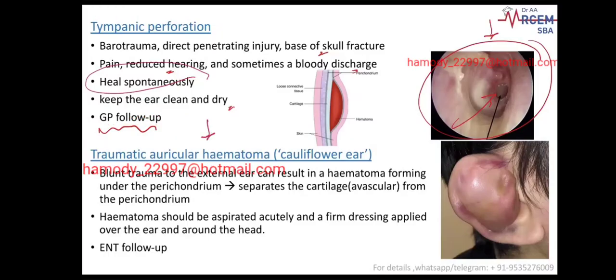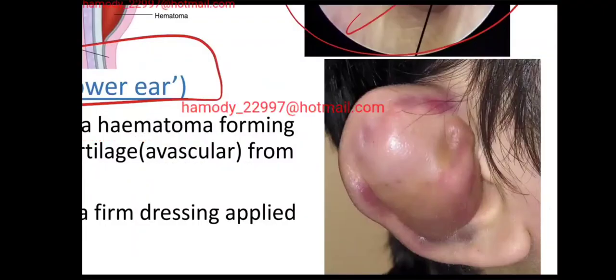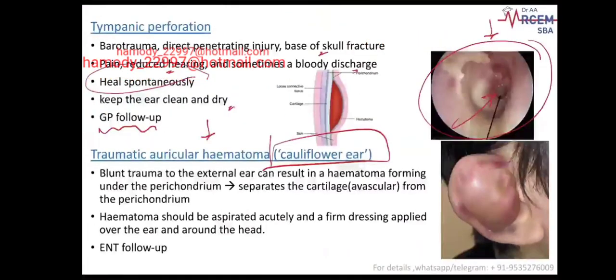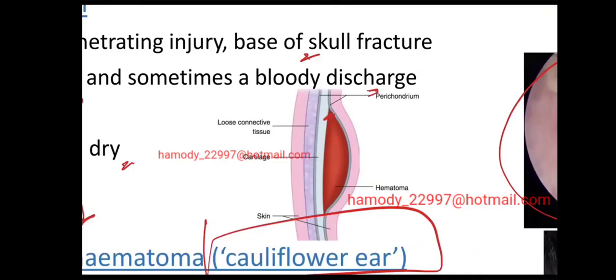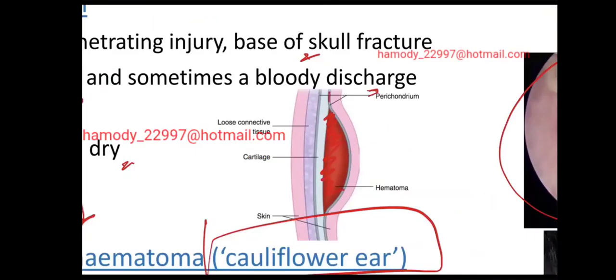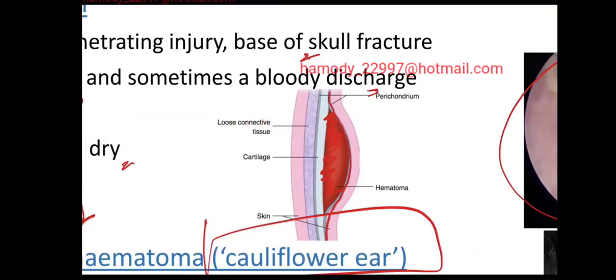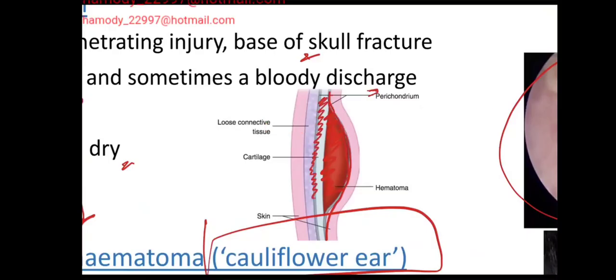Traumatic auricular hematoma. This is commonly seen in wrestlers. It is also known as cauliflower ear. So this ear, what you're seeing, is also known as cauliflower ear. Commonly seen in wrestlers who hold their ear and pull it, resulting in this. What is it? Traumatic auricular hematoma is nothing but accumulation of blood between two layers. The two important layers you need to be aware of: this is the perichondrium. So what I'm drawing is the perichondrium. Perichondrium, and behind it, this structure is the cartilage.